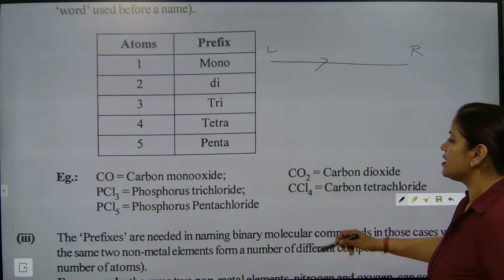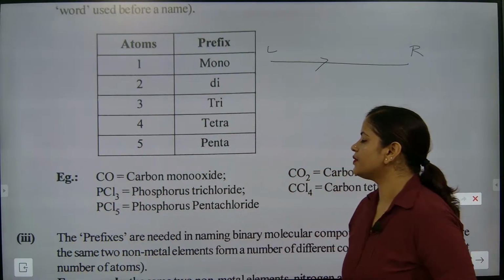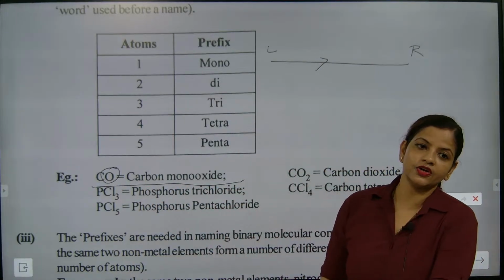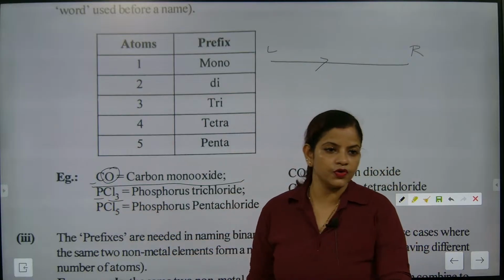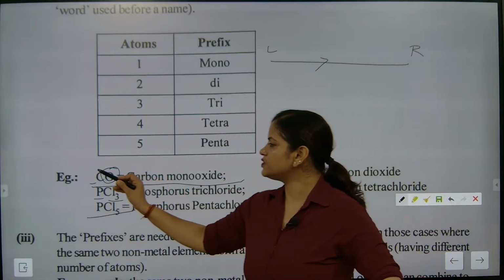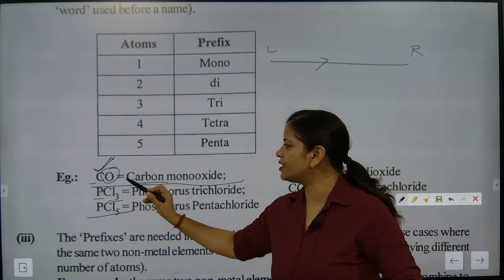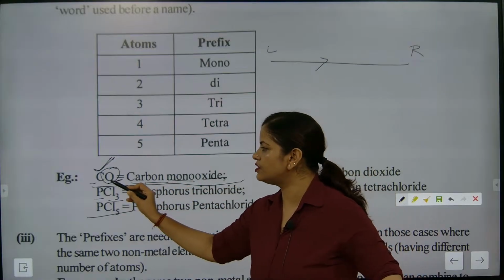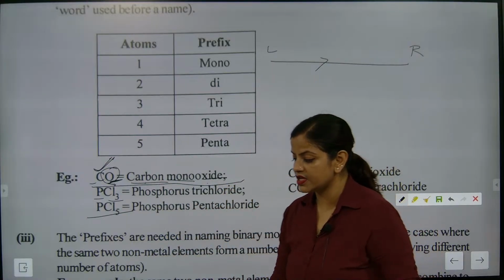Now here, carbon monoxide. When carbon monoxide is written, you check, this is more electronegative than carbon. Chlorine is more electronegative than phosphorus. So the one which is less electronegative comes first. Here, carbon, how many oxygen are there? One. So it becomes carbon monoxide.